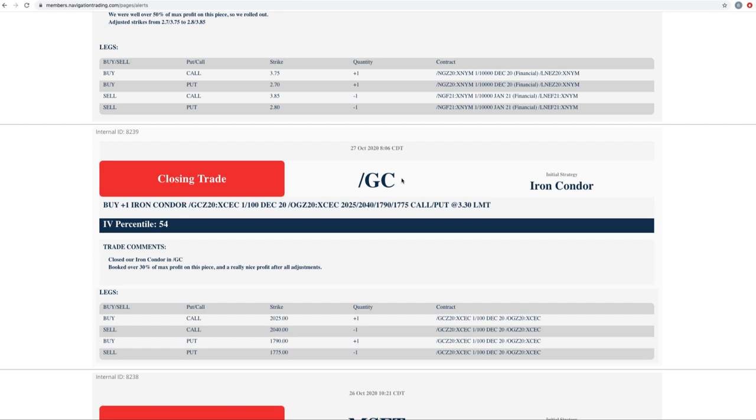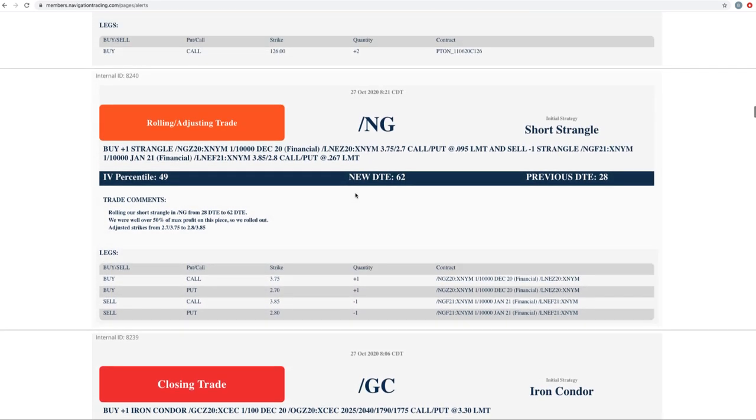Next trade, /GC, our gold iron condor. We'd been managing this for several cycles, ended up closing it out, and booked a nice profit, $600 and some on that trade. In Natty Gas, we did a rolling adjusting trade, so we're still holding this short strangle in Nat Gas.